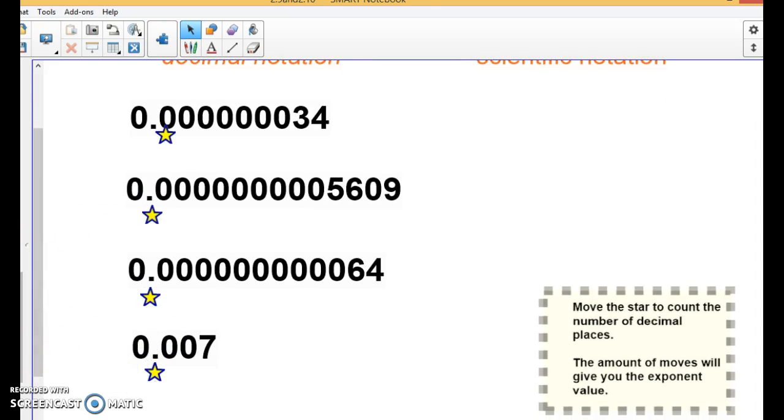Let's do this one as the last one since we know it's smaller. So instead of saying 0.007, I could say 7, and my decimal goes right here after the 7. And then I'm moving it 1, 2, 3 spots. So I could say 7 times 10 to the negative third power, and that would give me the same answer.